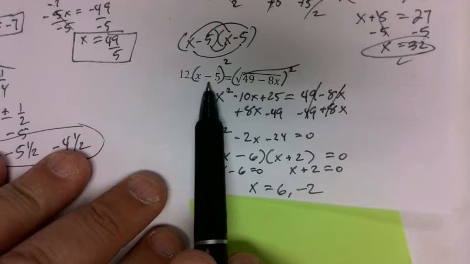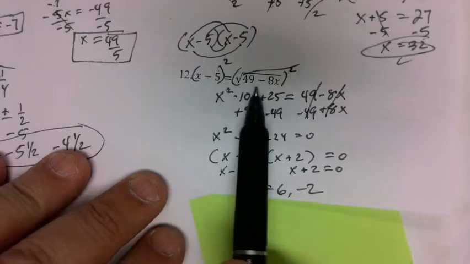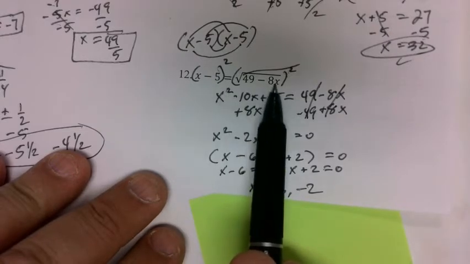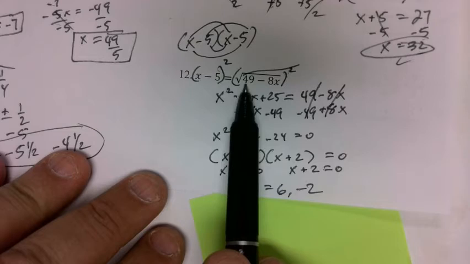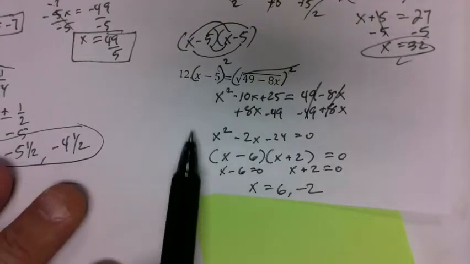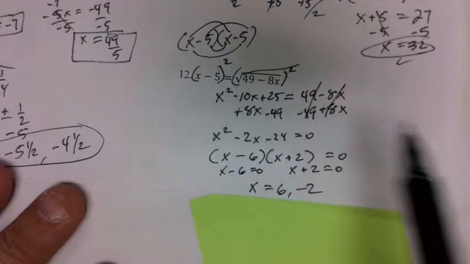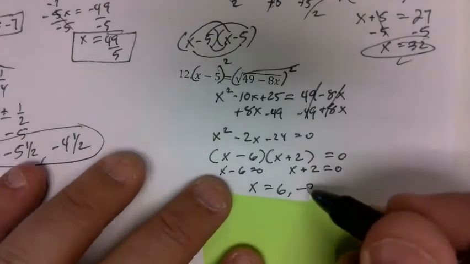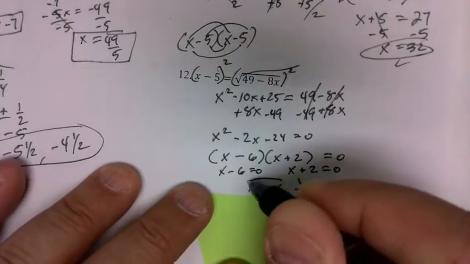Negative 2. Negative 2 minus 5 is negative 7. Whoa. Negative 8 times negative 2 is 16, so 49 plus 16... wait, negative 8 times negative 7 is 56. 49 plus 56 is 105, and so I get negative 7 equals the square root of 105. That's not true. Negative 2 does not work.